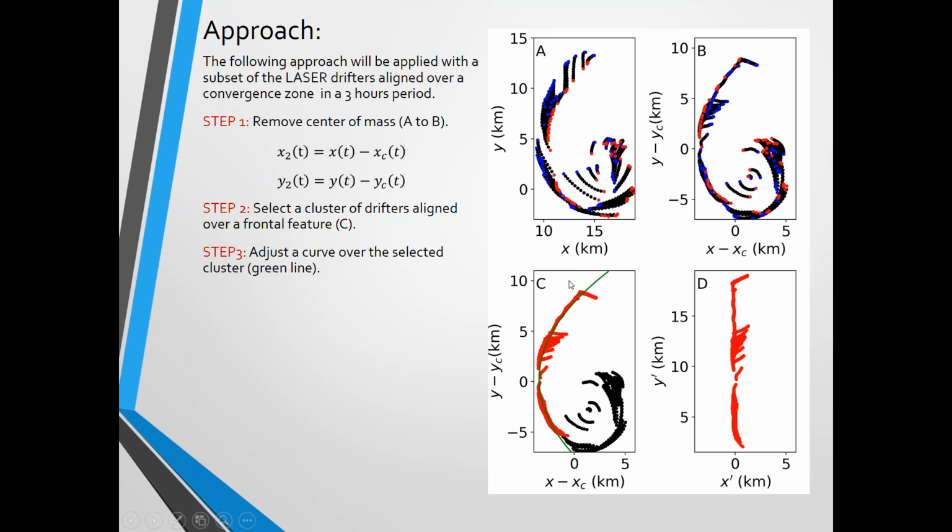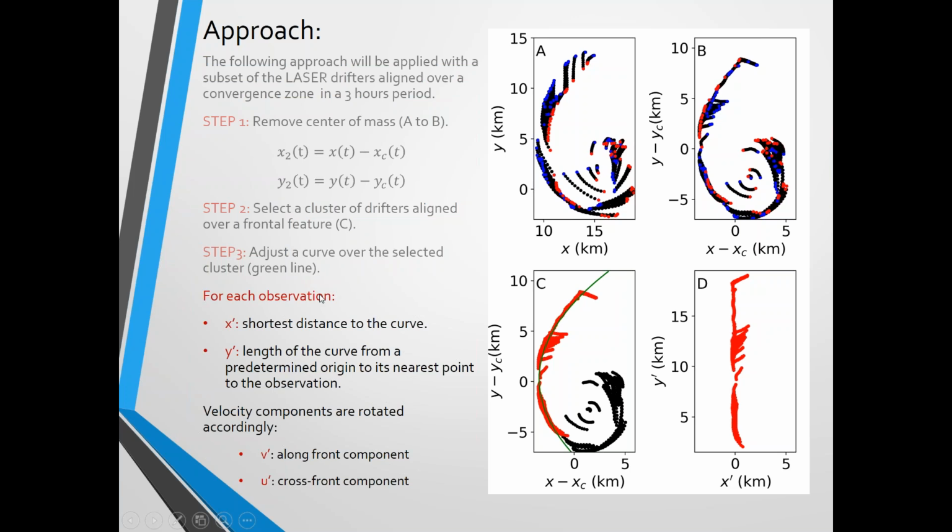The green line here is a polynomial fit, a second order polynomial fit. I'm just fitting a curve over this curvature. For each observation, I'm going to define a new coordinate system where the x direction is the shortest distance from the observation to the curve, and the y is the length of the curve from a predetermined origin to the nearest observation over the curve.